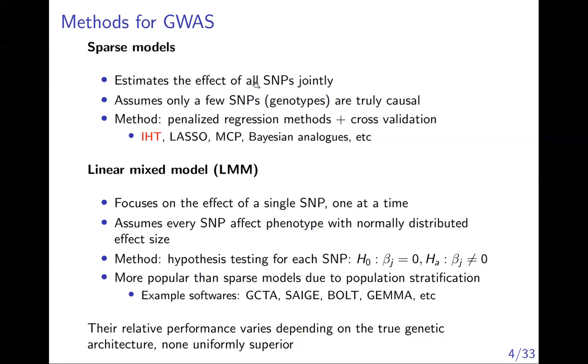And if this is your model, you usually run penalized regression with penalties such as the IHT penalty. And that's the main thing we will focus on. But there are other penalties like the lasso, MCP, or Bayesian analogs of these. So that's the sparse model.